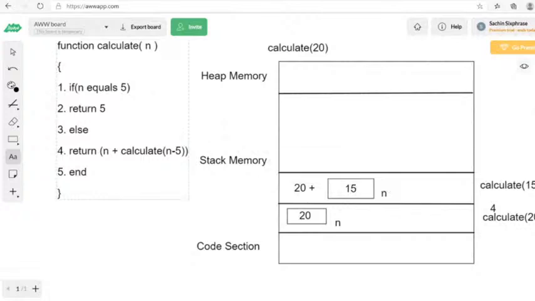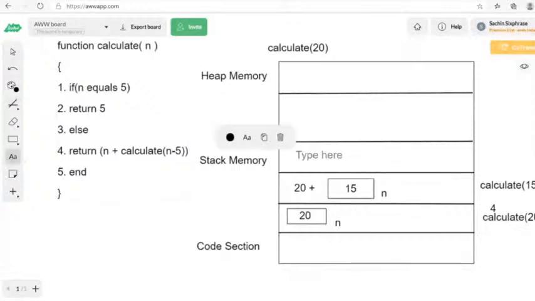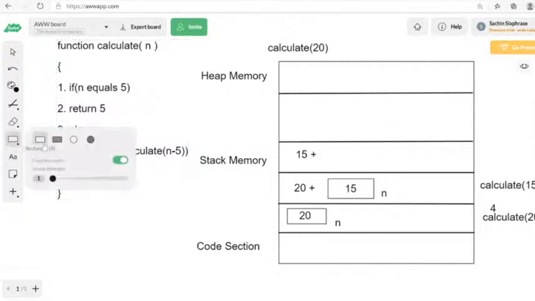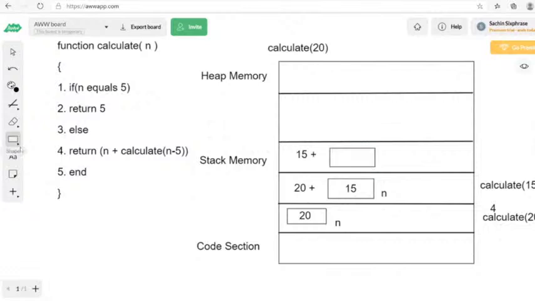Again you come here: 15 equals 5, not true. You come to the else part, and again there is a call. So you create one more activation record for every function call that you see. In this call you do n plus calculate of n minus 5. The previous n is 15, so it is 15 plus calculate of the new n value, 15 minus 5, which is 10. A new memory block is created for variable n, and the value is going to be 10.